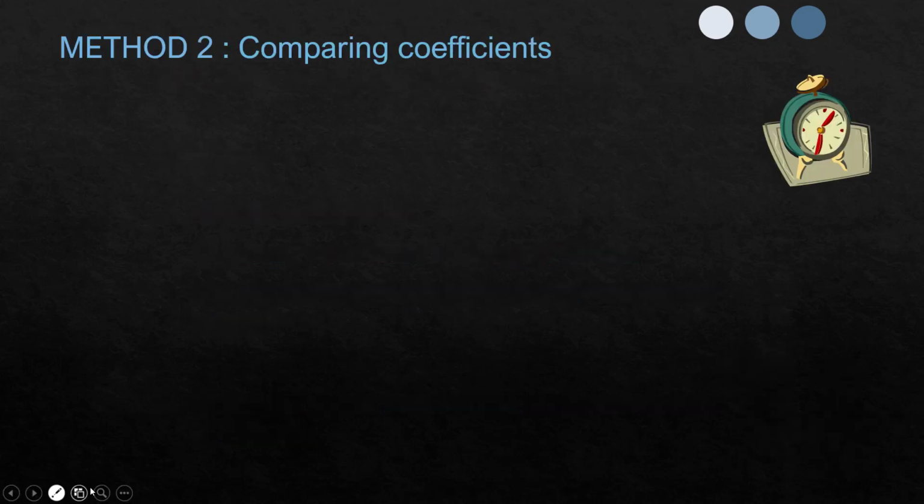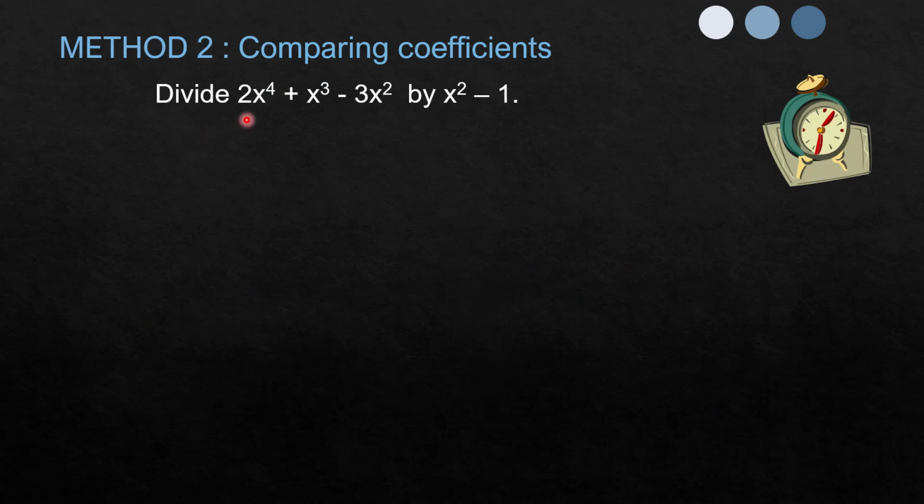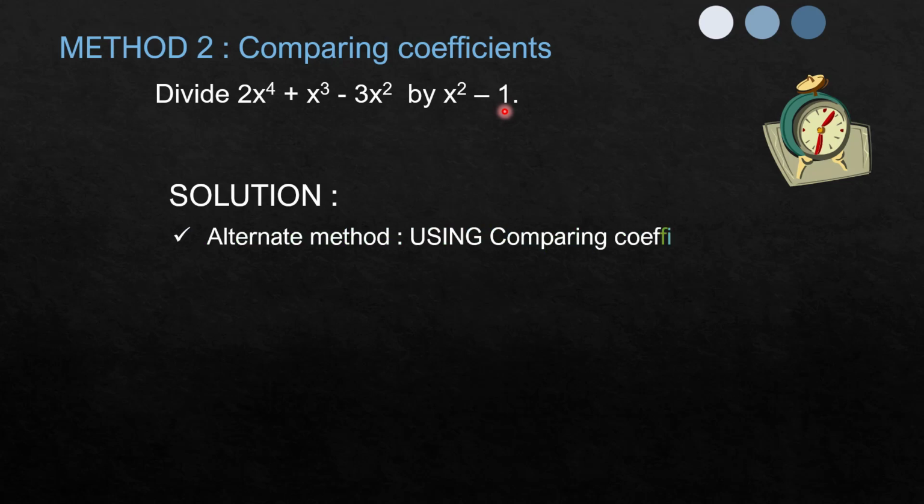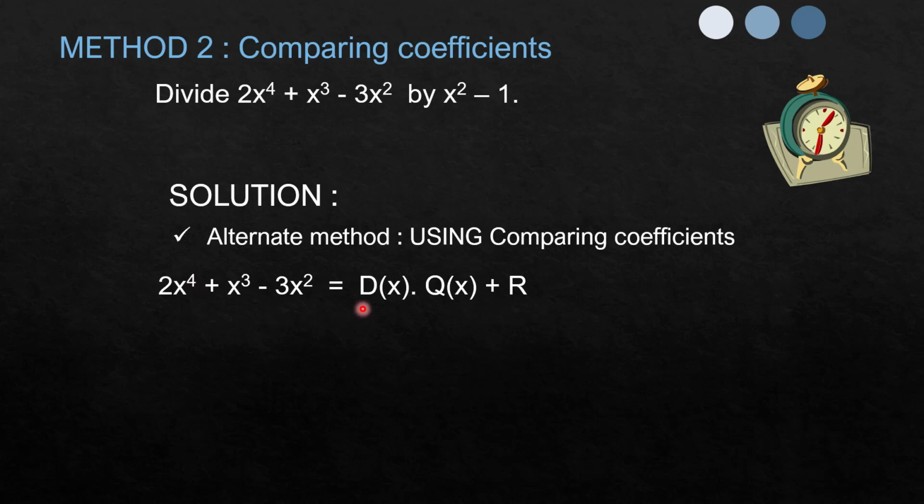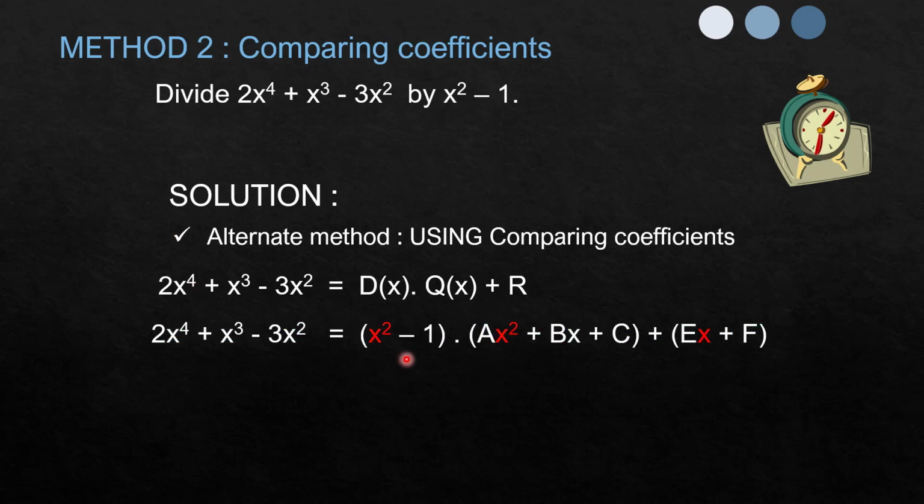The second method is comparing coefficients. Let's try to divide 2x to the power of 4 plus x cubed minus 3x squared by x squared minus 1. Using this method, we need to perform this division in identity. So, this is our function, and let's have our divisor x squared minus 1 so that the quotient is in degree 2.